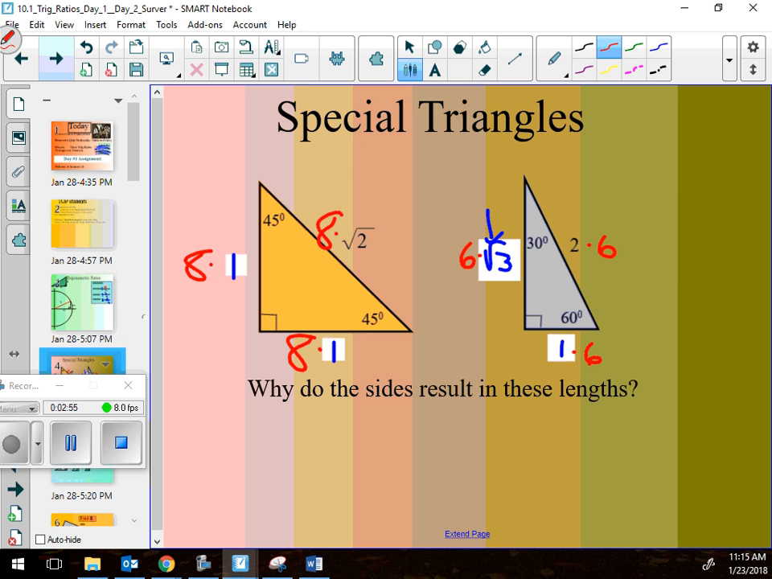Okay. All right. So moral of the story, you need to have those memorized. That's all I need you to know: sine, cosine, and tangent, and have those memorized. 1, 1, root 2, and 1, 2, root 3 triangles. That's it. You can handle that for tomorrow.